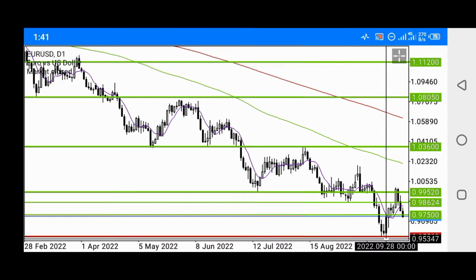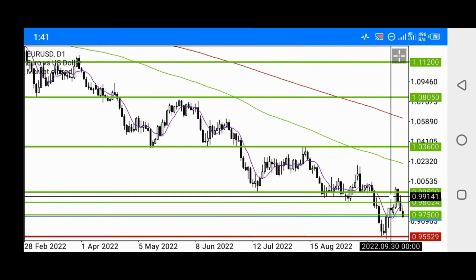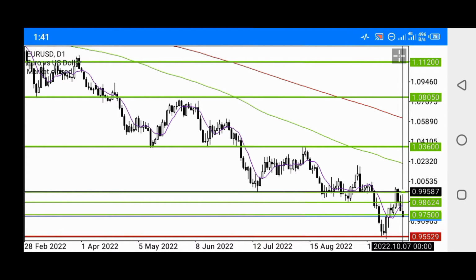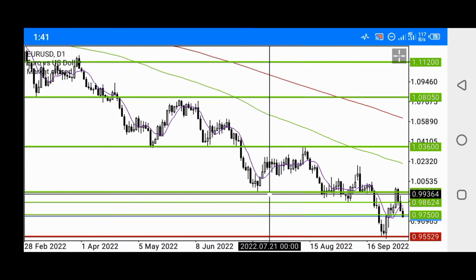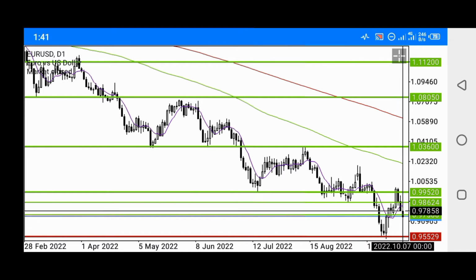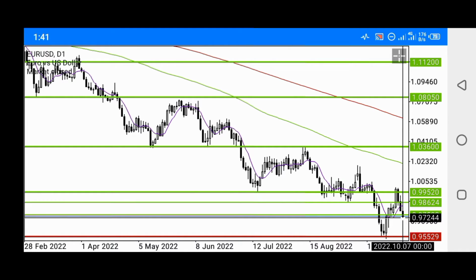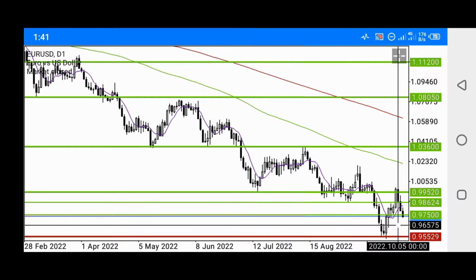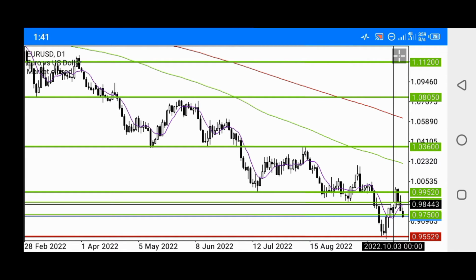So as you can see, this support level held price, and price made an upward movement to retest this level that was once a support level right here. So this level is now the resistance level for price, and it has pushed price all the way down to this point. I'm going to switch to the H4 time frame so I can show you a wider view of what's happening to EURUSD currently, and also how you can trade EURUSD this week.